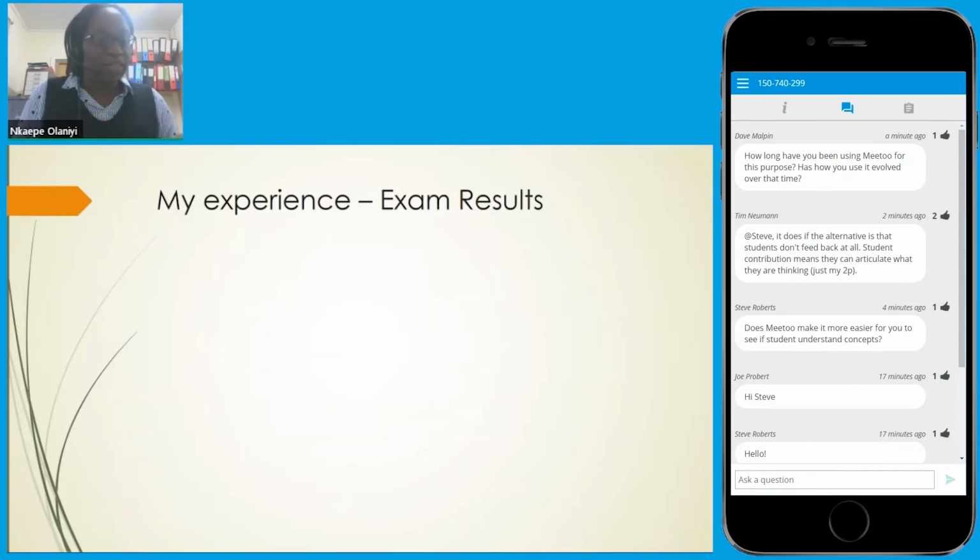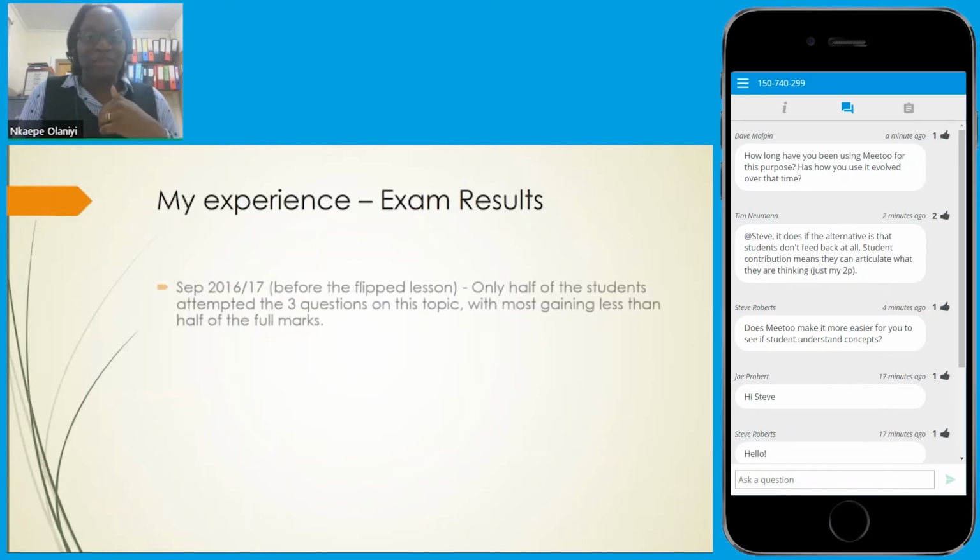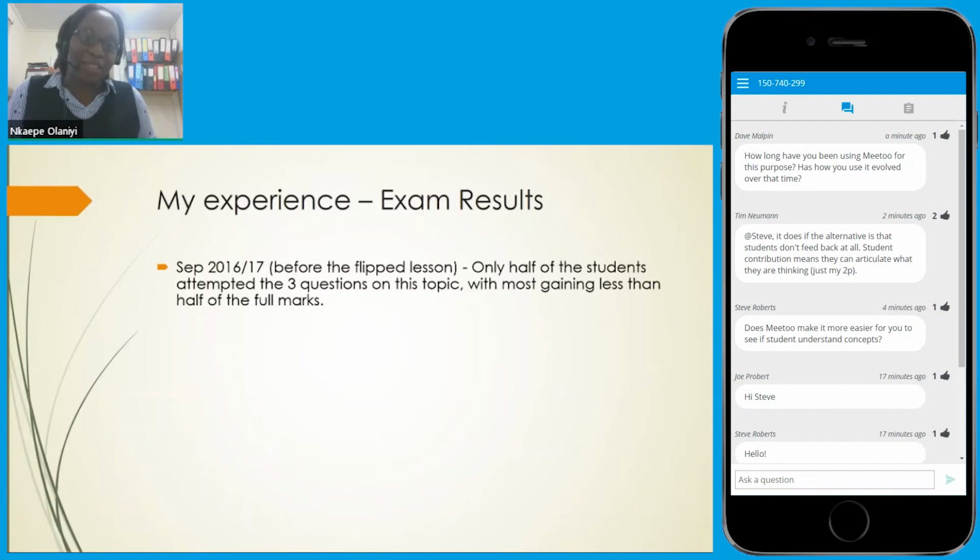Before this, someone asked the question, how long have you been using Meetoo for this purpose? It has been just 2 years. Before that, I used Meetoo as a polling app, just to make my classes more interactive. I'm hoping to evolve this as time goes on, and you'll see more at the end of this.